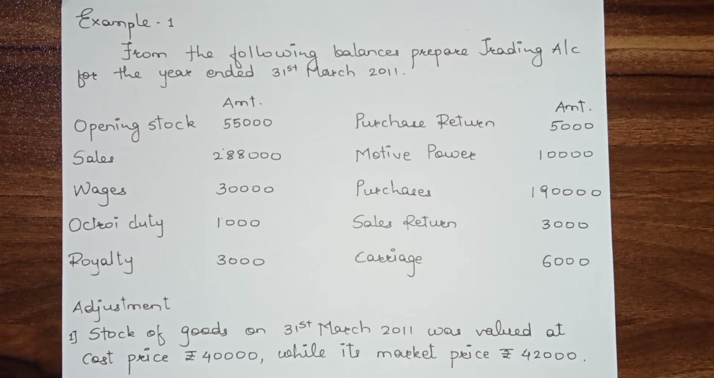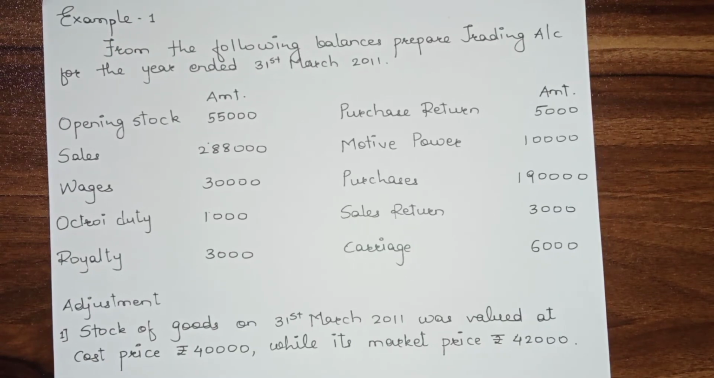Purchases 1,90,000. Sales written 3,000. Sales written also I've told you. So I think there is no need of again telling you that same thing. Carriage 6,000. Carriage is also a type of transport charges. Now here in this question there is one adjustment.